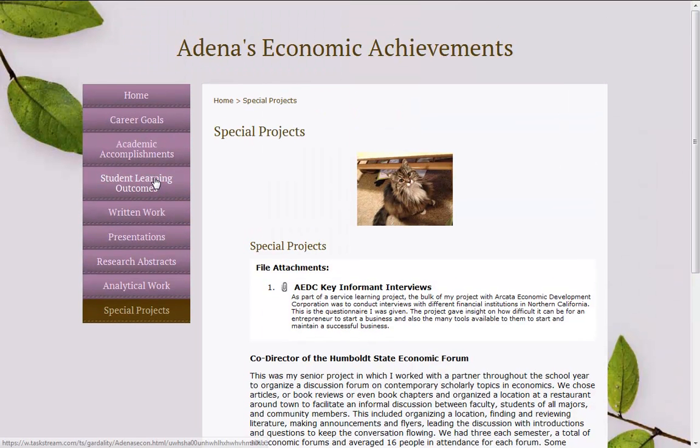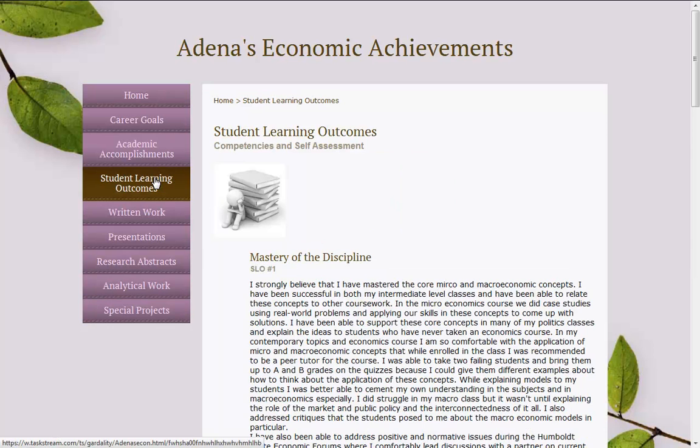So basically, in the student learning outcomes section, you're reflecting on how well you've mastered these learning outcomes, and your evidence is all of the work that you put into these categories here. Well, where does that work come from? The vast majority of it is coming from your coursework, and that's why you want to keep everything that you do as an econ major.